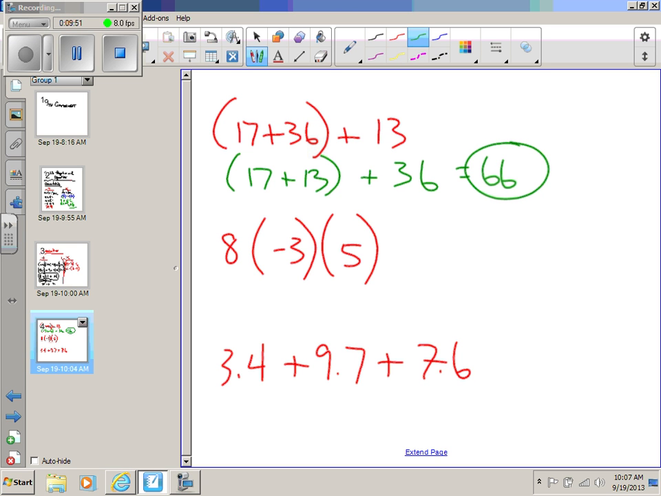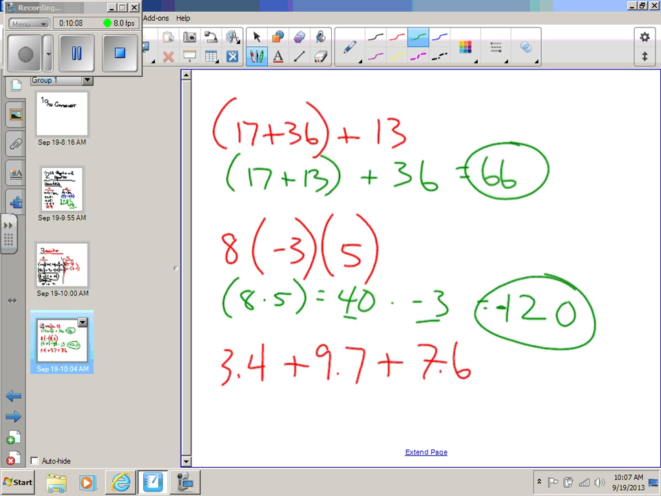So Alex, if we do 8 times 5 first, what do we get? 40. Now, if I look at that 40 times the negative 3, I could say 4 times 3 is 12 with the 0 and make sure to make it negative. We can make that connection. Did you still get negative 120?